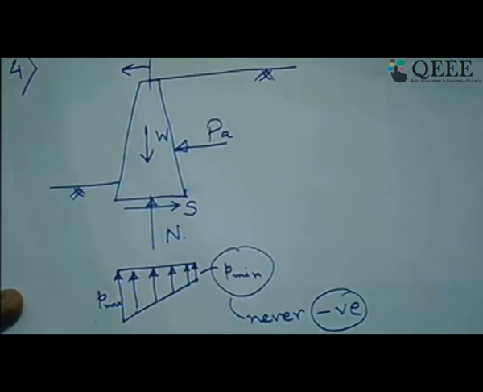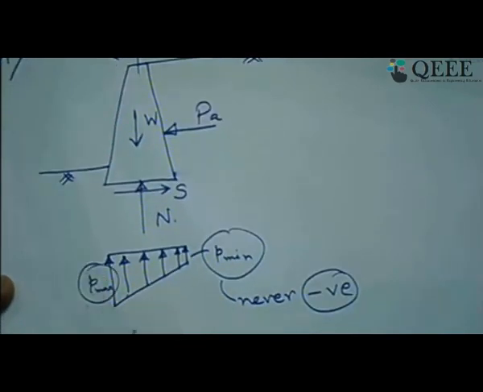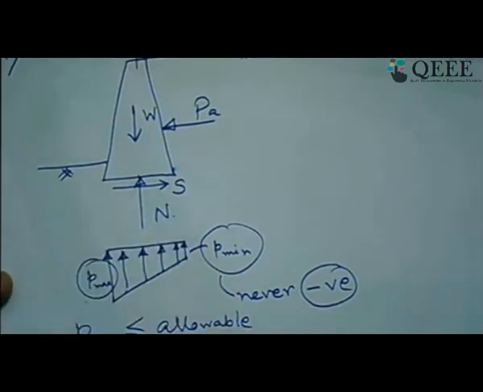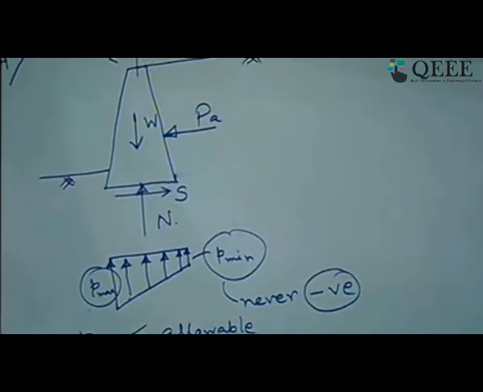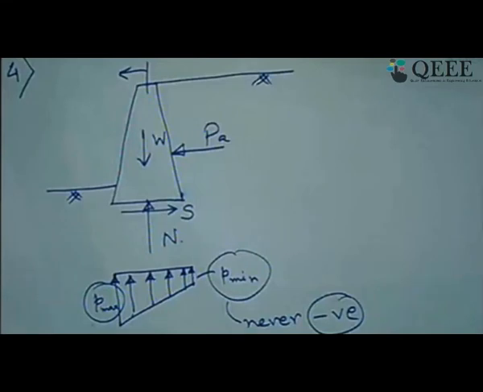And what else do we have to check for the bearing capacity? This P maximum must be less than or equal to the allowable bearing pressure for this soil. Whatever your allowable bearing capacity is, you find it out for the soil, and this maximum pressure which is getting generated should never exceed that value of allowable bearing pressure. So with these 4 stability criteria, one can have a section for the design of the retaining wall.